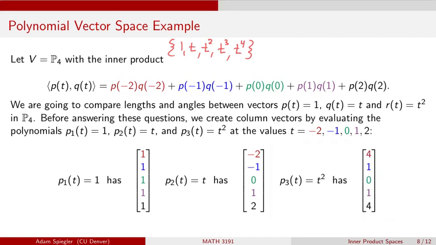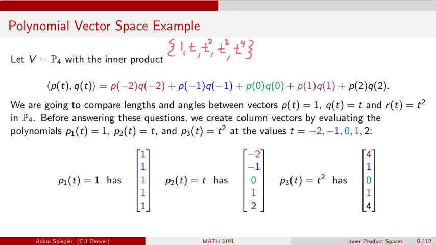And then lastly, I'm going to take the third polynomial that we're considering now, which is t squared, and I'm going to create a vector of values that I get when I evaluate P3 at each of these 5 values. So I would get -2 squared, which is 4, -1 squared gives me 1, 0, 1, and 4.